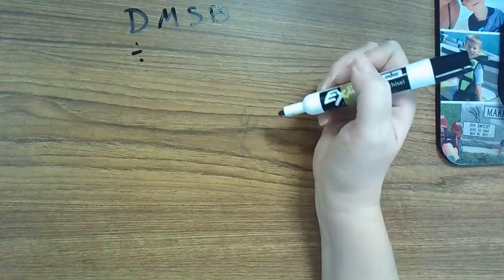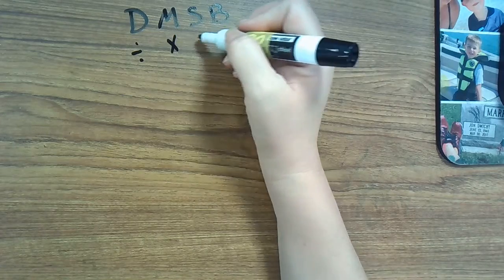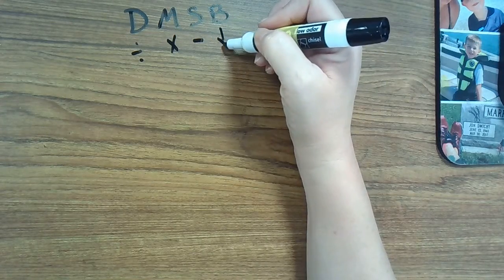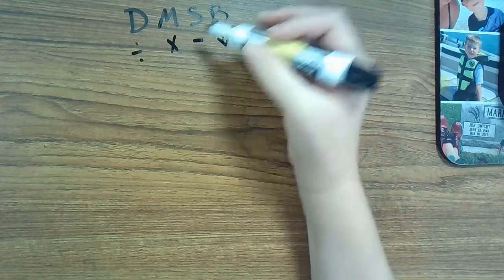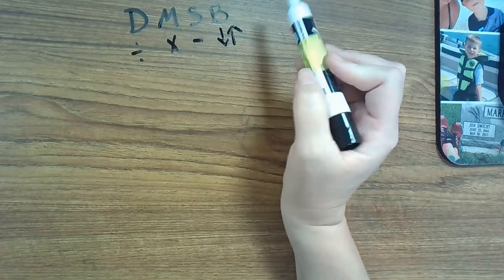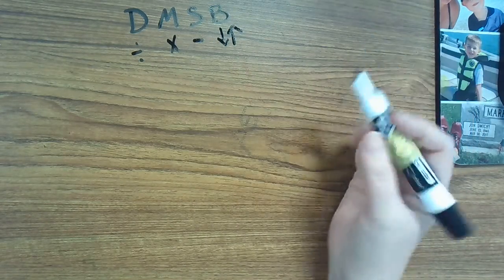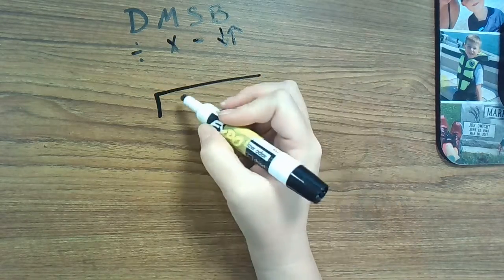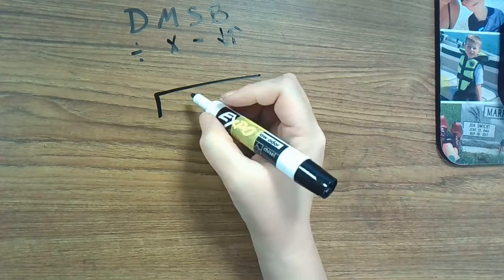D stands for divide, M is multiply, S is subtract, B is bring down or sometimes bring up, and we said, does McDonald's sell burgers? So in class today we talked about using the standard algorithm to divide a 3-digit number by a 1-digit number.